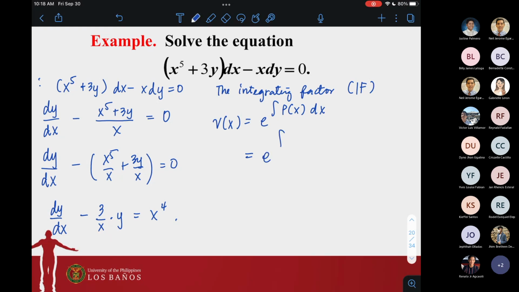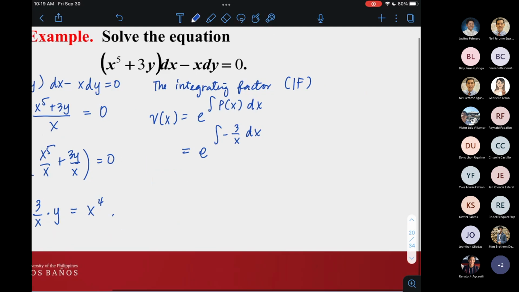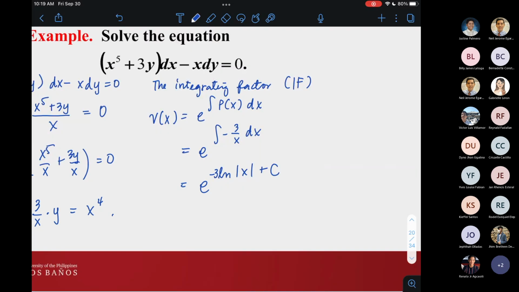So it's going to be e to the integral of negative 3 over x dx. And then this would be e to the negative ln of the absolute value of x plus a constant c, right? I just integrated, it seems I was missing a 3. So this is the integrating factor.